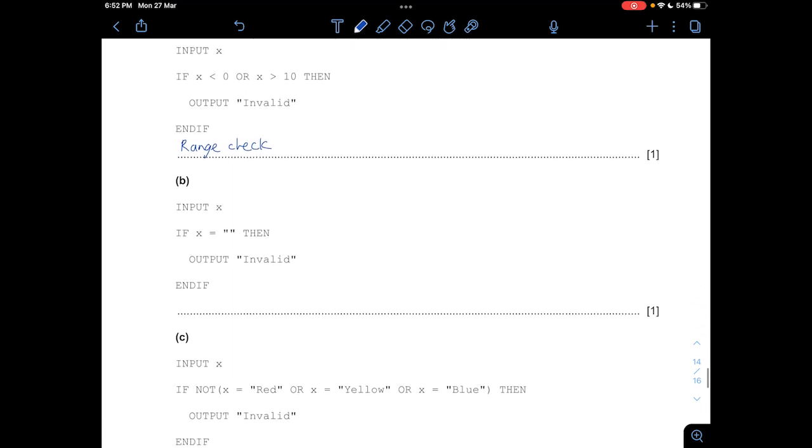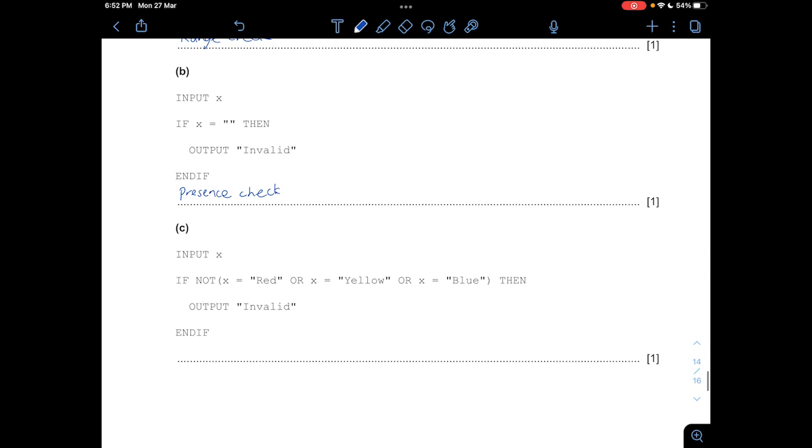Okay, input x. If x equals nothing, then output invalid. So this is your presence check. You need to check to see if there's any number or any value inputted into the system. So this is presence check. The third one: if not x equals red or x equals yellow or x equals blue, then output invalid. Which means that if the value doesn't include red or yellow or blue, then it's invalid. So you must check to see if these words exist or not. So this is an existence check.